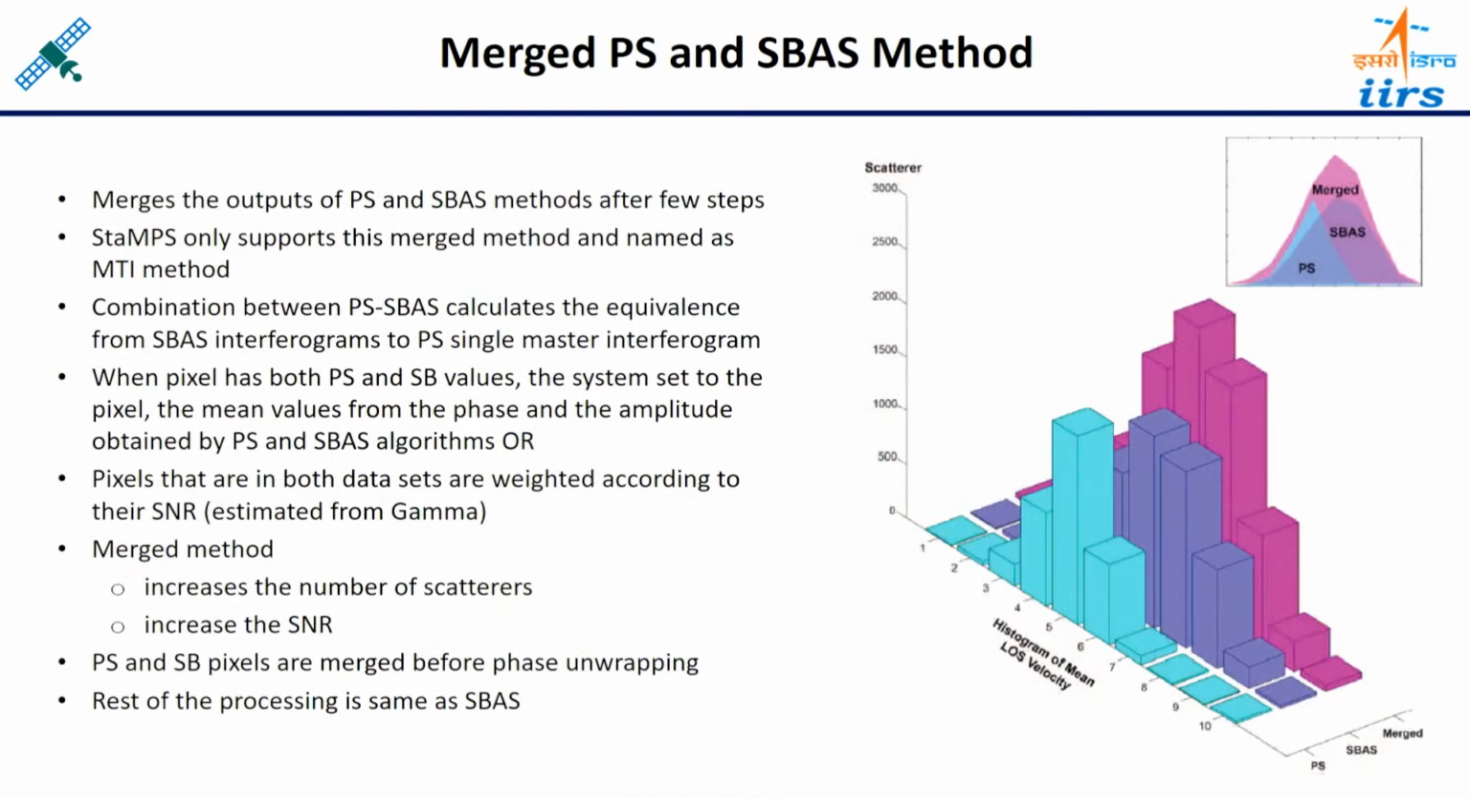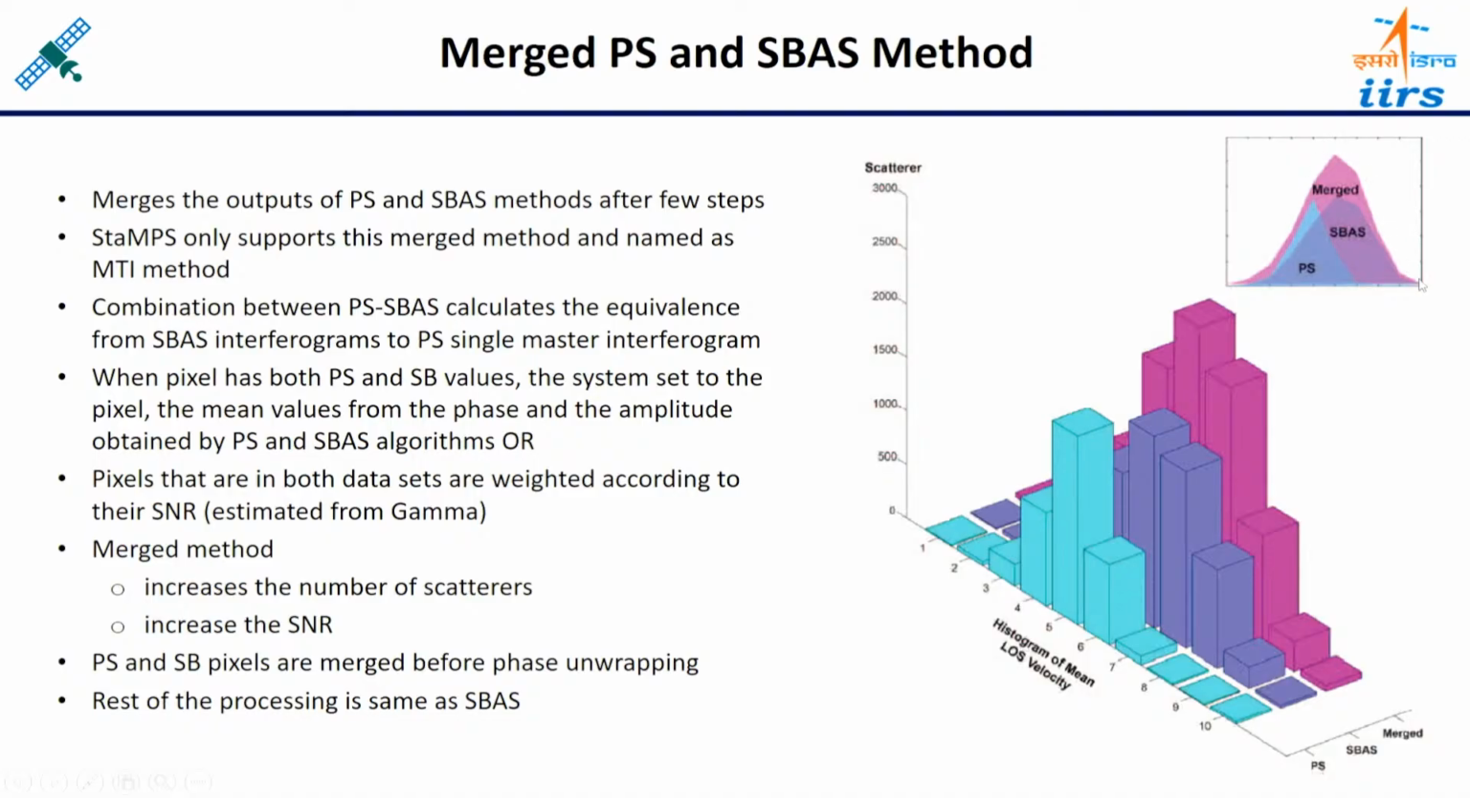Here this is showing the number of pixel points, or a scatter plot or histogram of these points. You can see this is the distribution of the PS points, which is less in number, and this is the distribution of the SWAS technique. More points we are getting in the SWAS technique. If you combine both of them, then you can get even more points in the merge techniques.